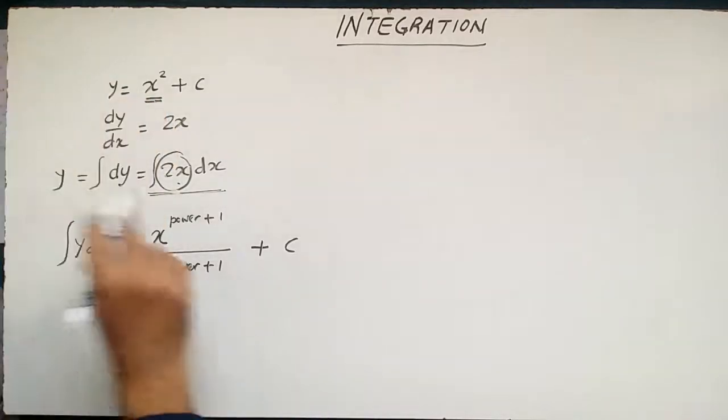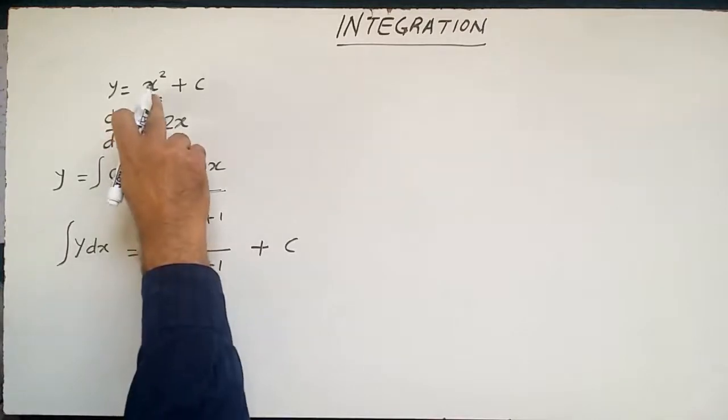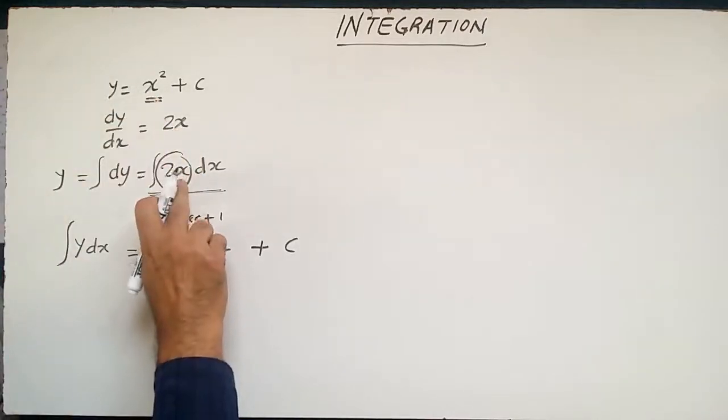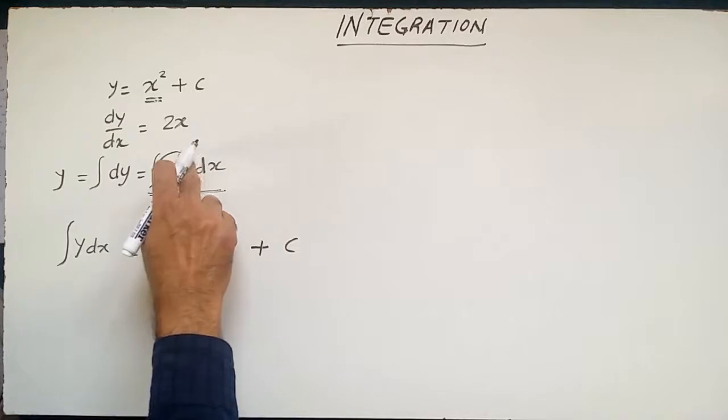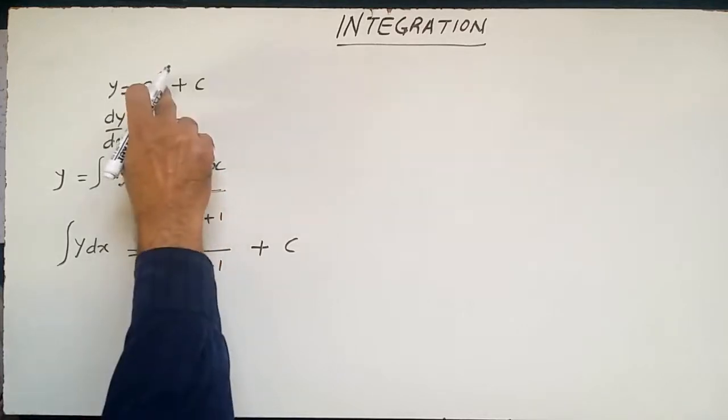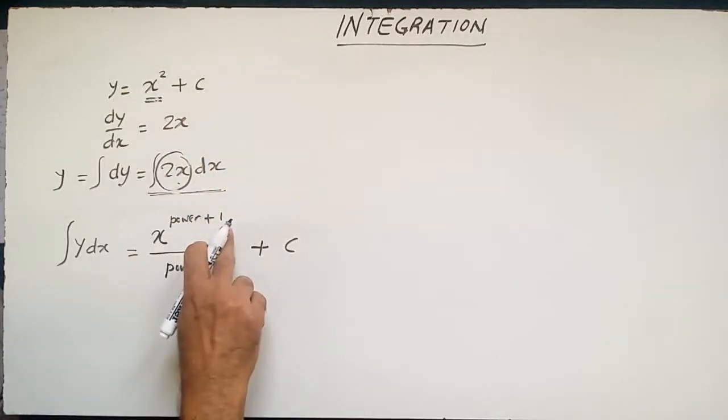So, we got back y. Now, we have to bring 2x into x squared. How can we do that? Here, x has a power 1. So, if we increase the power by 1, it becomes 2. So, we increase the power plus 1.